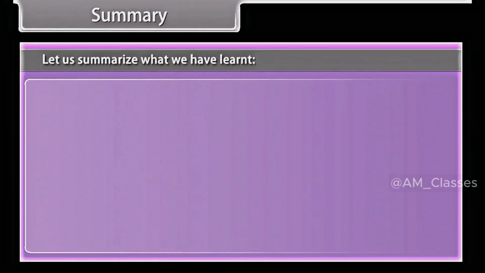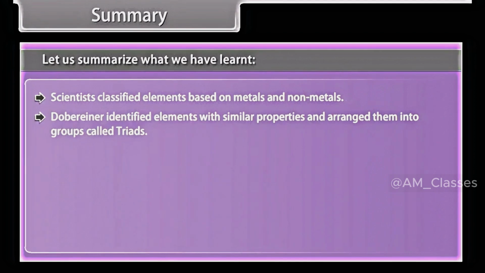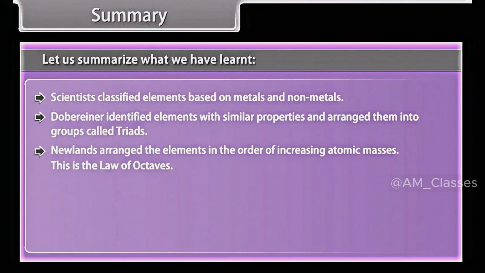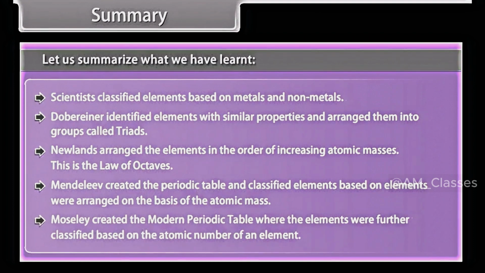Summary. Let us summarize what we have learned. Scientists classified elements based on metals and non-metals. Dobereiner identified elements with similar properties and arranged them into groups called triads. Newlands arranged the elements in the order of increasing atomic masses. This is the law of octaves. Mendeleev created the periodic table, where elements were arranged on the basis of atomic mass. Moseley created the modern periodic table, where the elements were further classified based on the atomic number of an element.